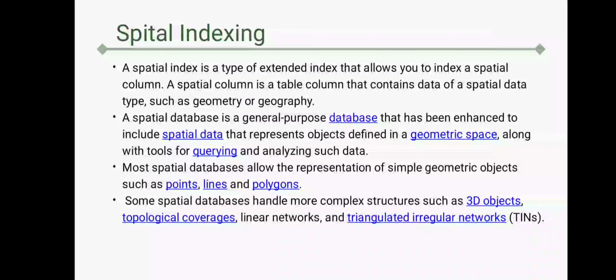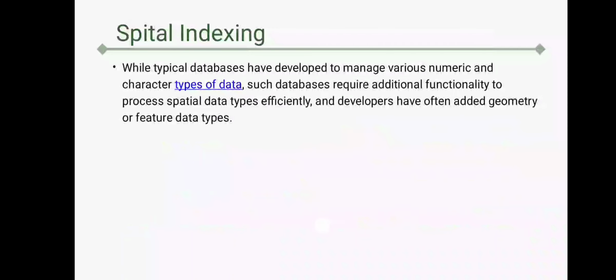A spatial database is a general purpose database that can be enhanced to include spatial data that represents objects defined in a geographic space. For example, in the Pimpri Chinchwad area, Pimpri is different, Chinchwad is different, Nigdi is different, Akurdi is different. So there are different places which will be defined. Most spatial databases allow the representation of simple geometric objects such as points, lines and polygons.